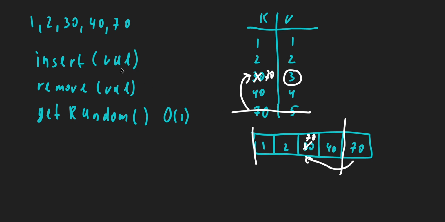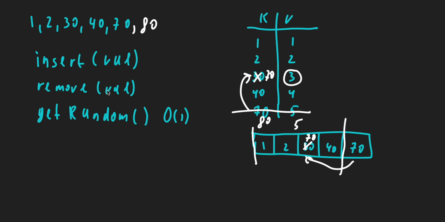And now let's check one more time whether all our functions are constant or not. The insert function is constant, because we are inserting a value and we are just adding the next element. Let's say that the next one we want to add here is 80, so we are going to add 80 at index 5.